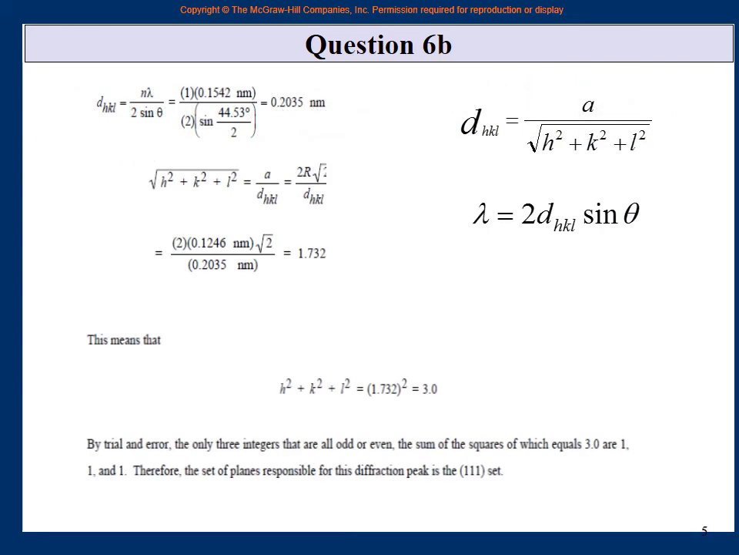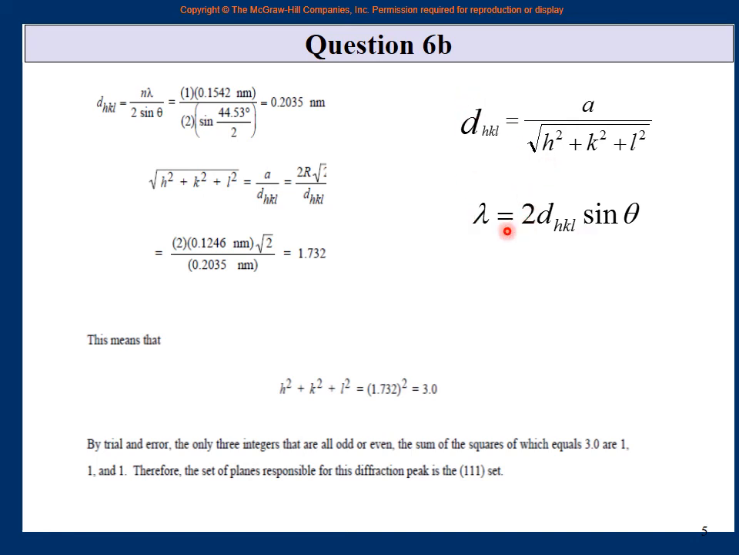You know the process. There are only 2 equations that apply to this part of diffraction. d_hkl is a upon root of h squared plus k squared plus l squared for interplanar spacing, and n lambda is equal to 2 d_hkl sine theta. We are not writing the n here because the first reflection is from the initial plane, so n is equal to 1. These are the 2 equations, right? And then you solve it.